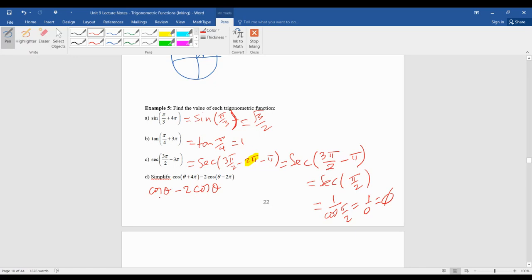Now cosine theta minus 2 cosine theta is negative cosine of theta. Of course, we don't know what theta is. Theta is any angle on the unit circle, so we couldn't know what the value is in this case.